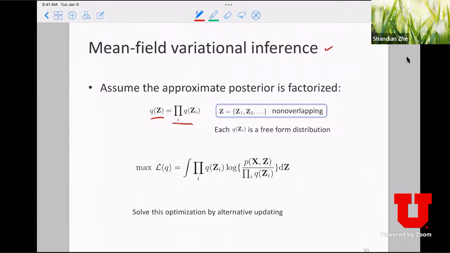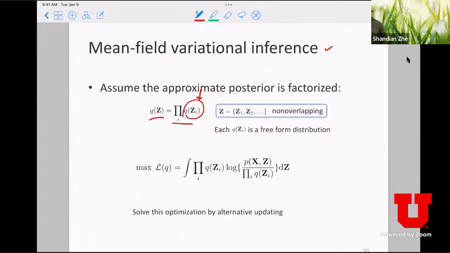You can make a stronger assumption that I'm going to factorize Q of Z individually, or I can group those variables beforehand and I believe they should factorize over each subgroup. But for each factor, the Q of Zi, you don't need to specify the explicit form for that. Then the question is that if we put this factorization structure in my approximate posterior, how should I efficiently optimize Q of Z?